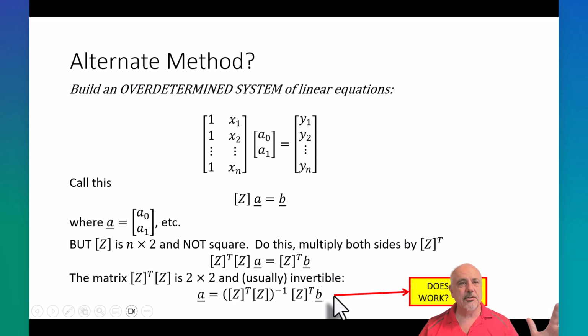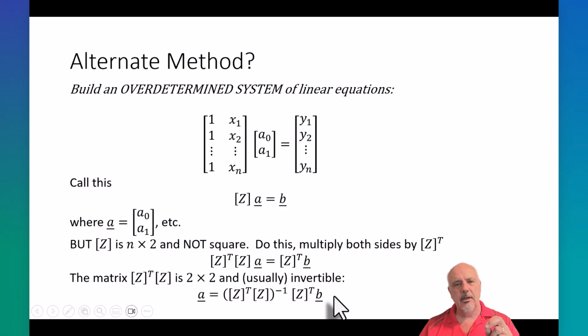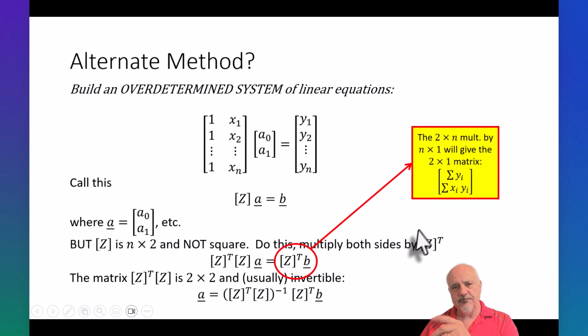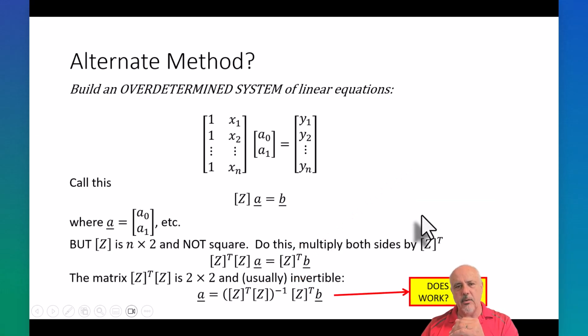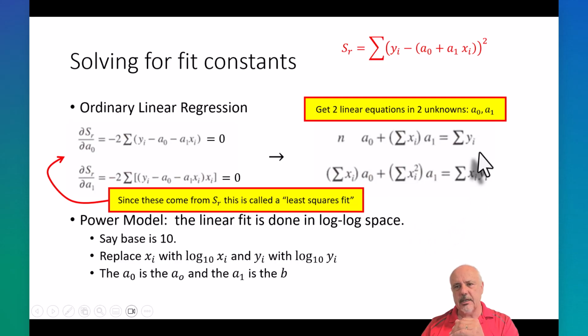So how does this work? Why does this work? Well, the right-hand side, the Z transpose B, is effectively going to give you that summation of yi, and summation of xi yi. If we go back and look at the side over here, that's effectively going to give you this.